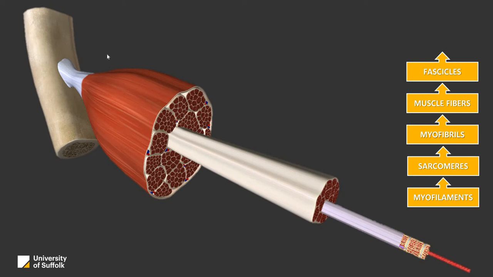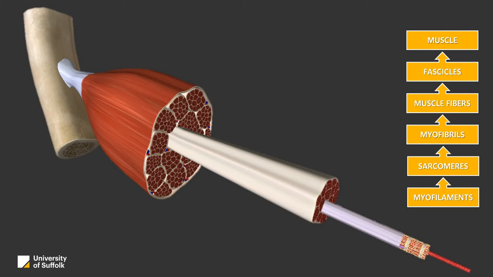When we group fascicles together, as you can see we've done here, then we finally have a muscle, the organ of the muscle. A muscle, skeletal muscle, is an organ in the same way that your heart or your brain, for example, is an organ. And this is all held together via connective tissue.